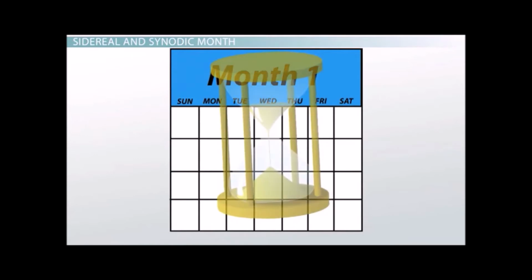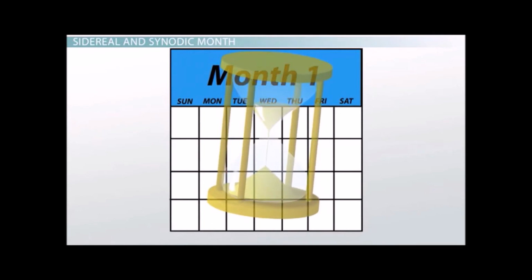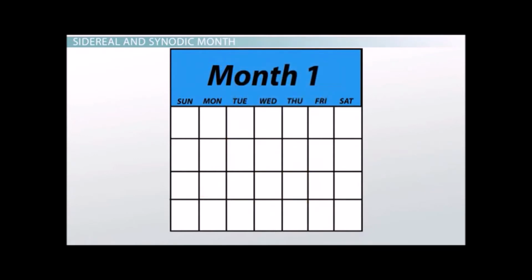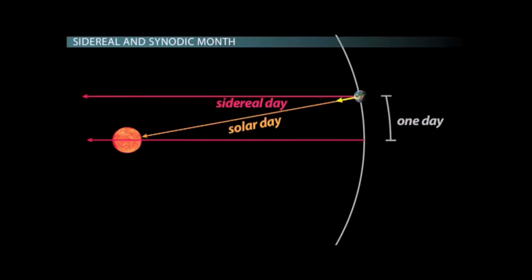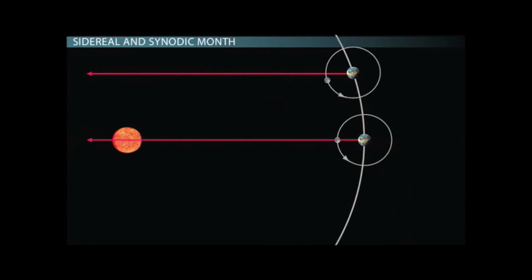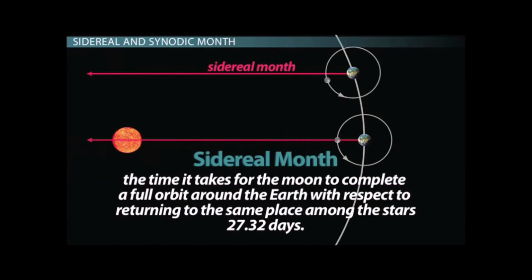Just as per the days of our lives, there is more than one way to measure out the months of our lives. As per the sidereal day, we can use the stars to measure the orbit of the moon about the Earth. The sidereal month is the time it takes for the moon to complete a full orbit around the Earth with respect to returning to the same place among the stars, 27.32 days.